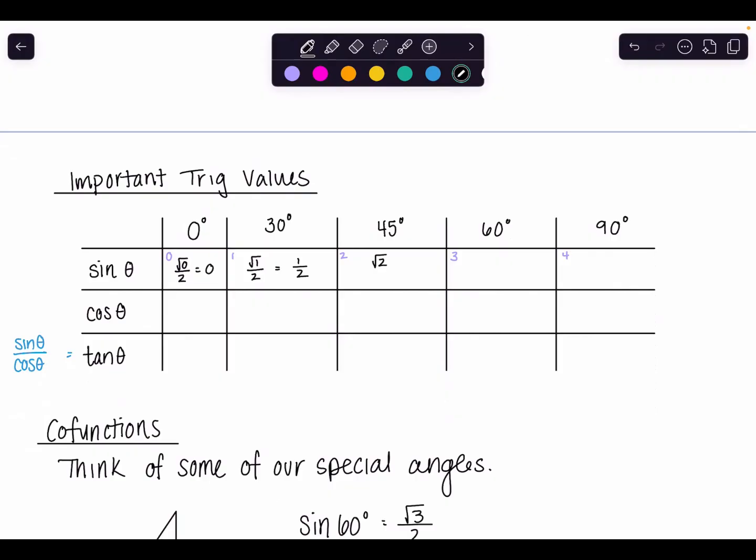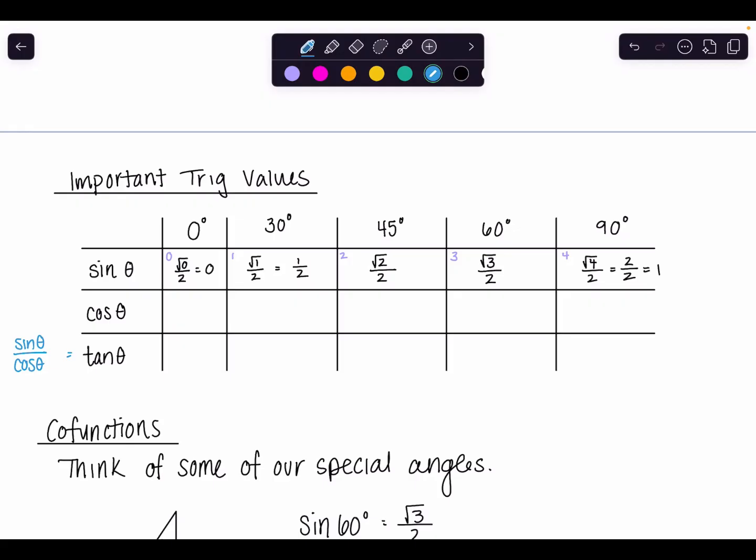Sine of 45 is root 2 over 2, which you can't simplify. Sine of 60 degrees is root 3 over 2, and then sine of 90 is root 4 over 2. Root 4 is 2, so sine of 90 is 1. Okay.